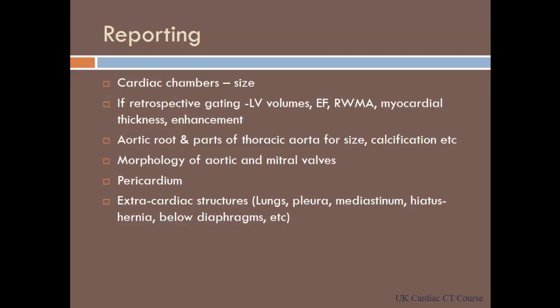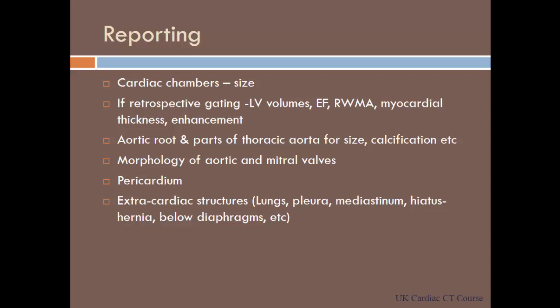Then you describe the size of the cardiac chambers, the thickness of the myocardium, if it is abnormal. So I would say the cardiac chambers are normal in size. Myocardium is normal in thickness and enhancement. So you're looking at enhancement as well. Then you describe the aortic root, then parts of the thoracic aorta. So we are seeing the proximal part of the ascending aorta. We are seeing the mid to distal part of the descending aorta. So describe that they are normal size.